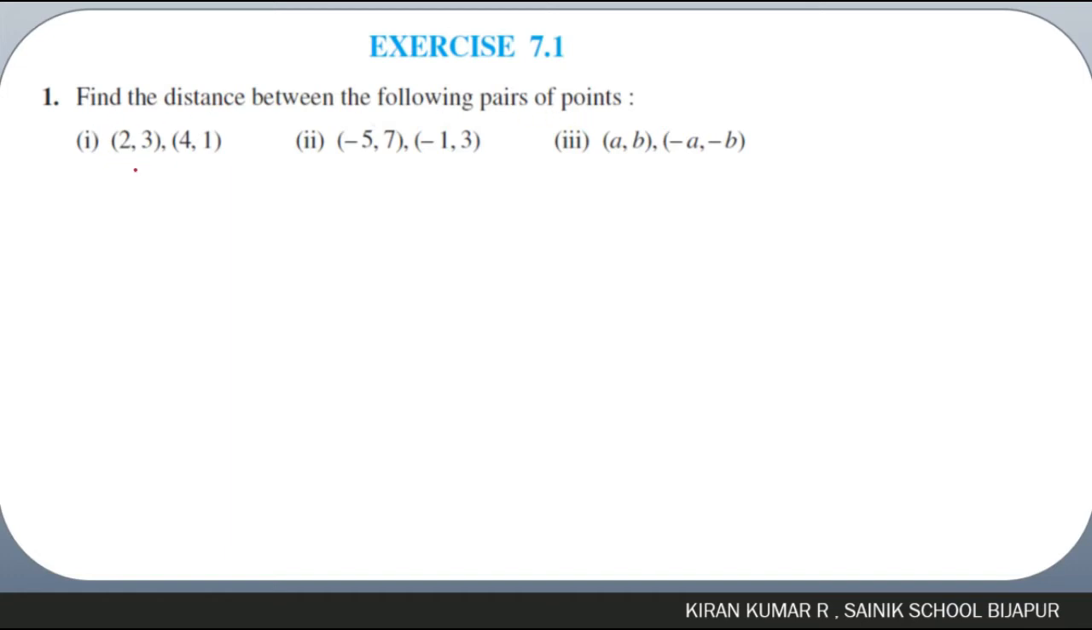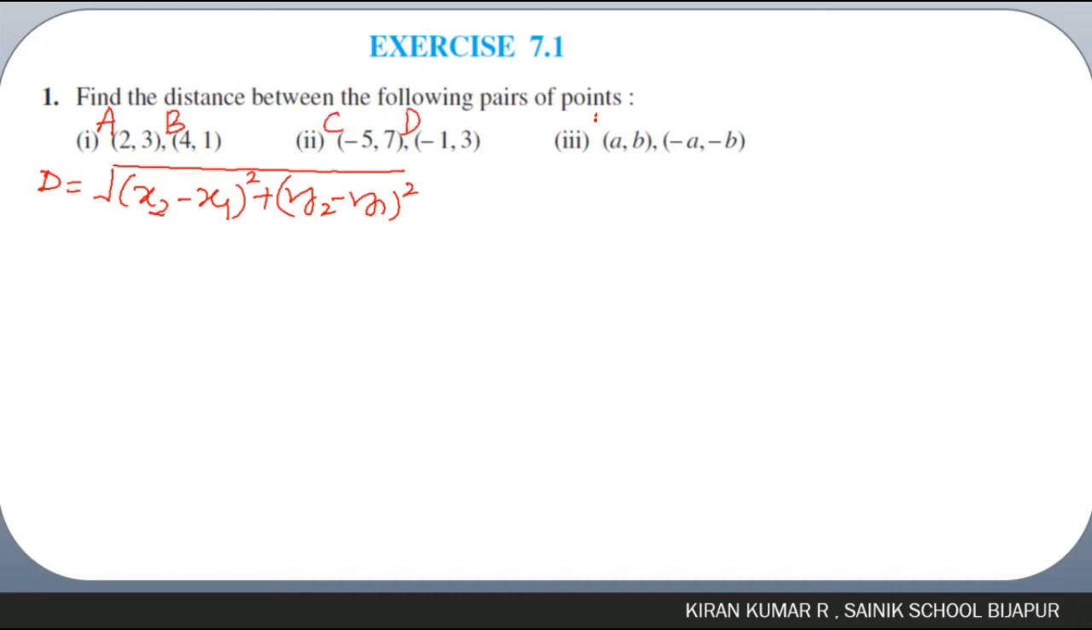First one is (2, 3) and (4, 1). So we need to use the distance formula. The distance is given by the square root of (x2 minus x1) the whole square plus (y2 minus y1) whole square. So using this distance formula, we will now find the distance between these 2 points. I'll call this point A, this point B, this C, D, E, F.